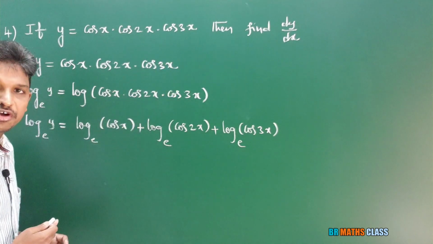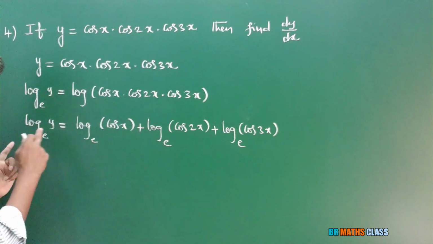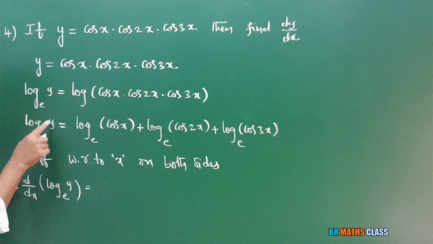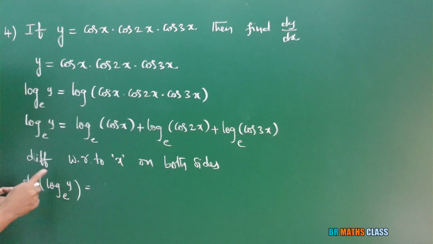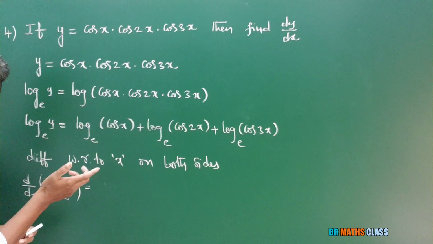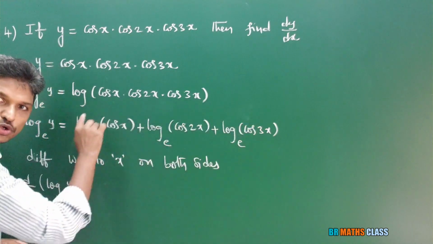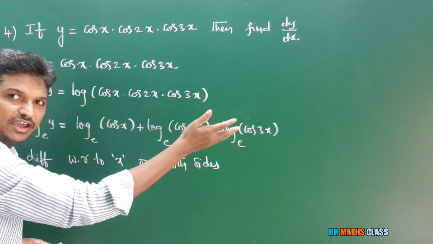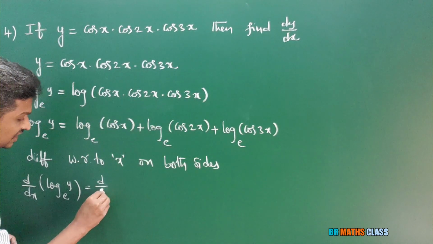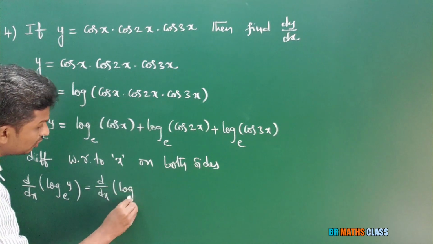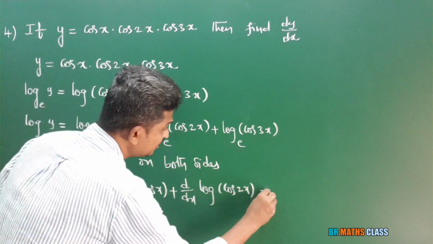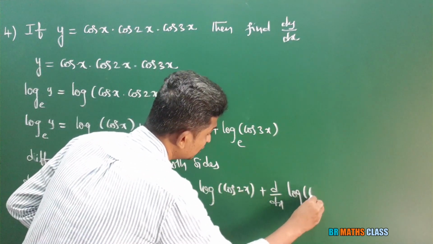Actually, I need to calculate dy by dx now. For that, I need to differentiate. Now, I'll differentiate this equation with respect to x on both sides. I just wrote d by dx to this part. That means I'm differentiating this with respect to x. Now, the differentiation of the right hand side is nothing but the differentiation of each and every term. So d by dx of this whole expression is d by dx of log of cos x plus d by dx of log of cos 2x plus d by dx of log of cos 3x.